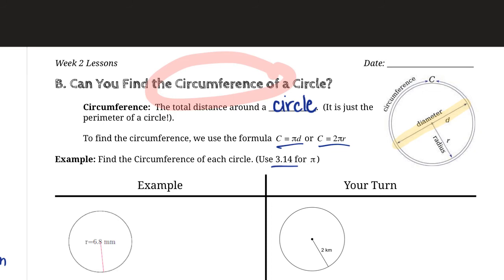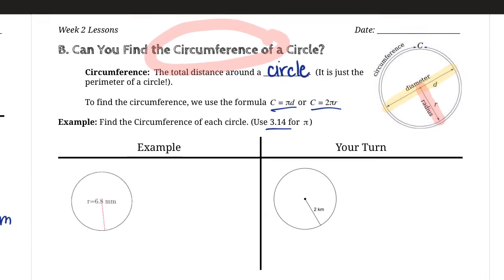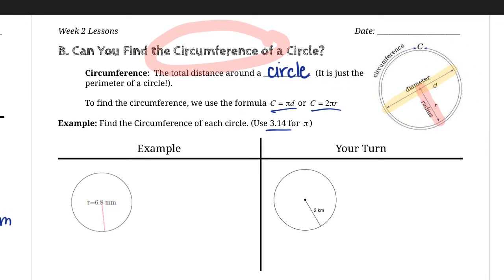Oops, let's use a red highlighter here. The radius is halfway across the circle. So we can use either of these formulas to find the circumference of our circle. So let's try this first example. R equals 6.8 millimeters. That's what we're given in the question. So because we're given the radius, I'm going to choose this formula because it has the R in it. So C, which stands for circumference, equals 2 pi r.